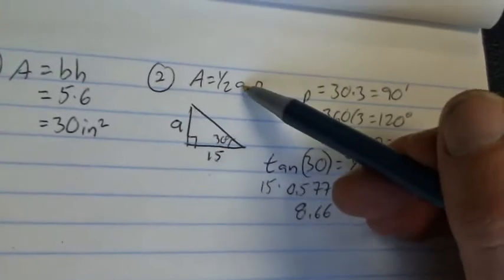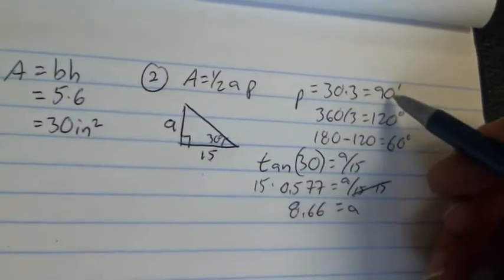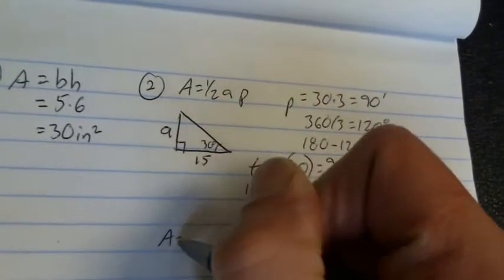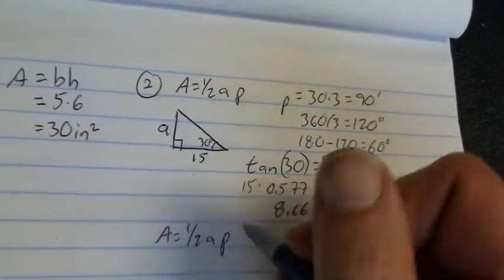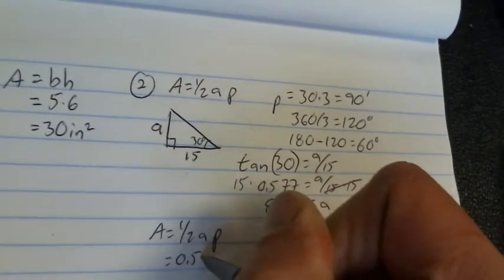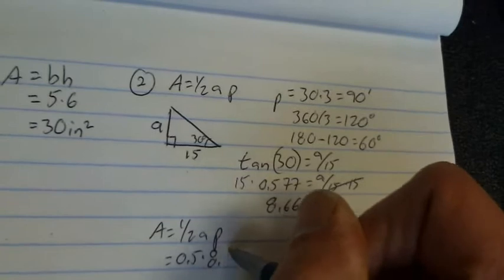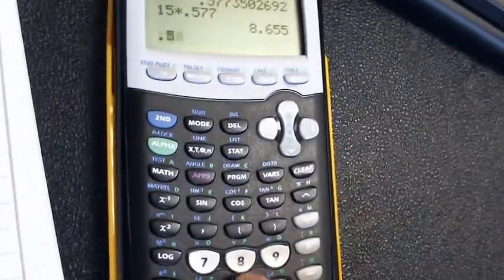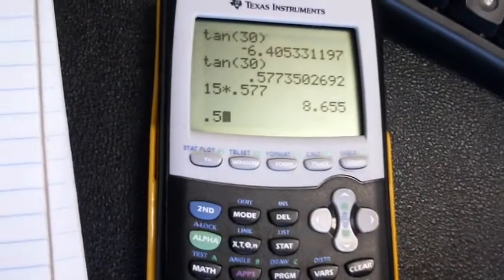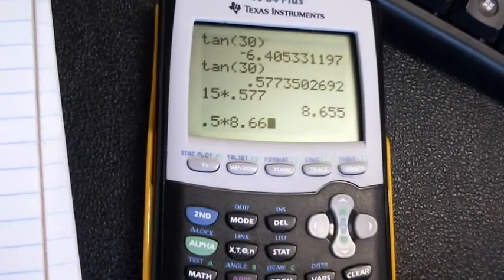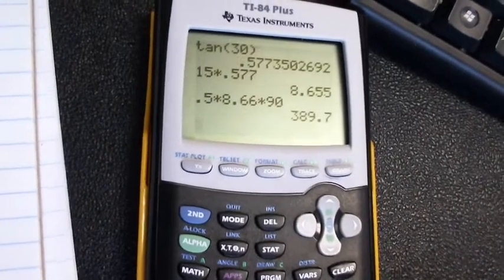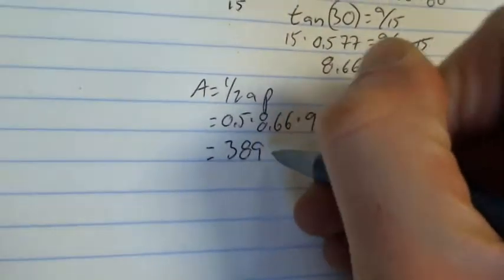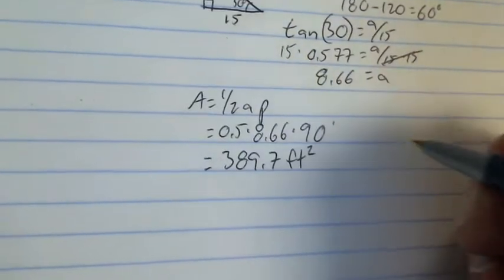Back up to our original formula. We now have A, 8.66. We have P, which is 90. So area equals 1/2 apothem perimeter equals 0.5 times our apothem, which is 8.66, times our perimeter, which is 90. 0.5 times 8.66 times 90, 389.7. We're in feet to start with, so now we're in square feet.